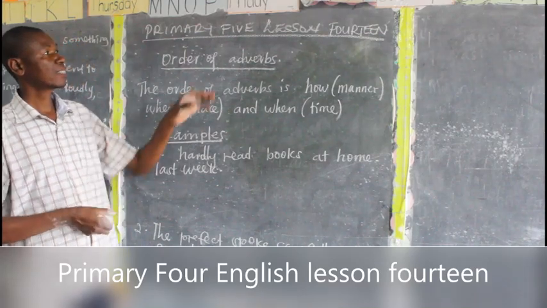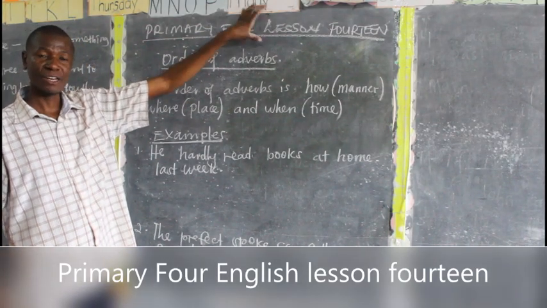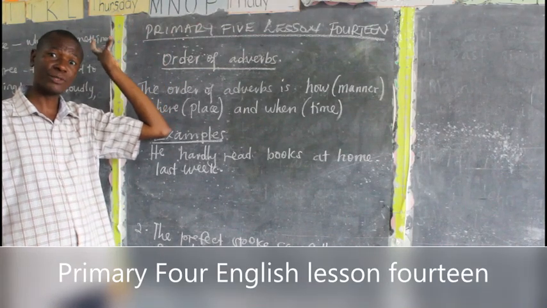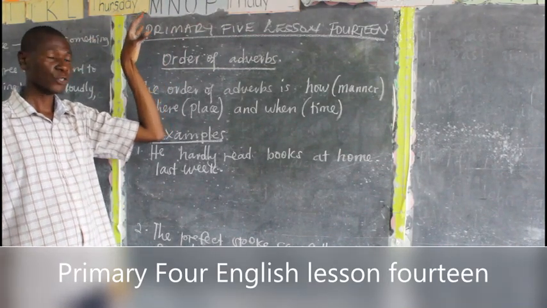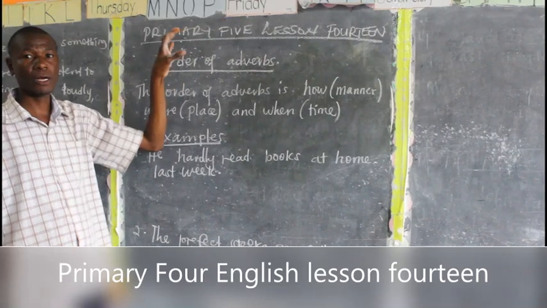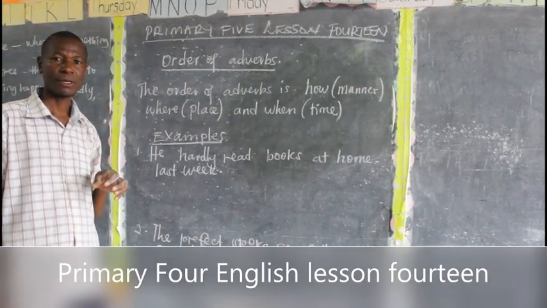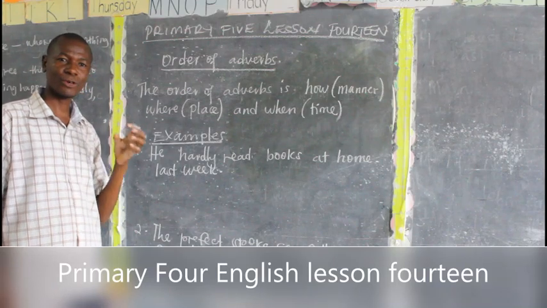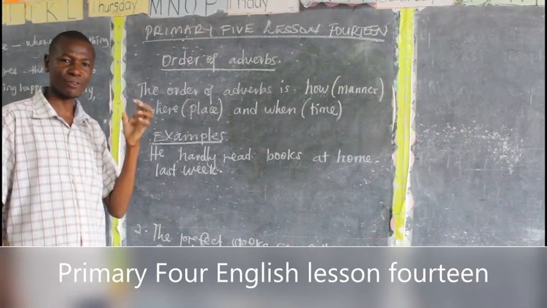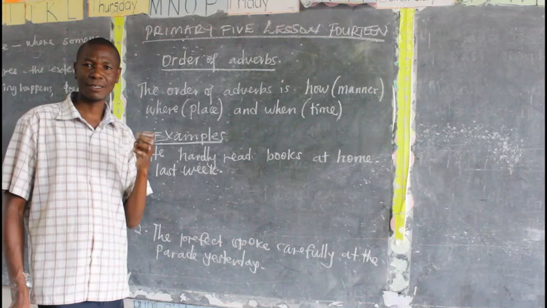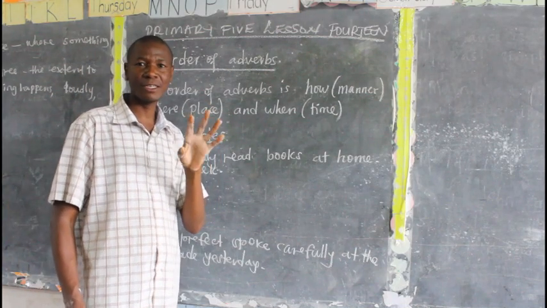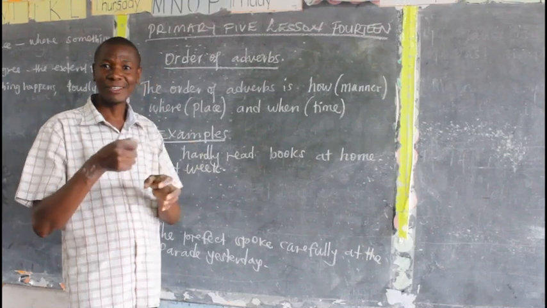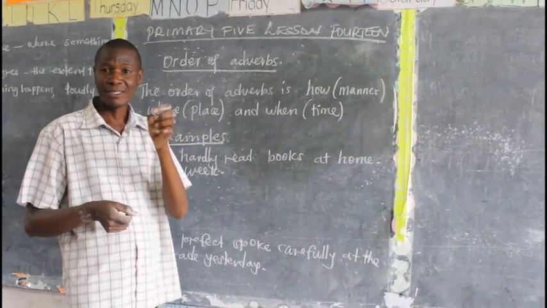Today we want to look at lesson 14, still about adverbs. The other time we were talking about the adverbs and their types. Now we want to look at the order of adverbs. If we are to arrange sentences correctly, we are supposed to follow what we call the order of adverbs. You will find a sentence mixed up with different types of adverbs. So how do you arrange them in their order to make a correct sentence?